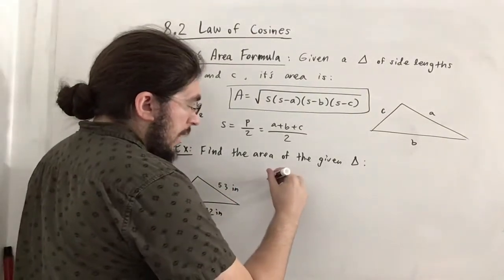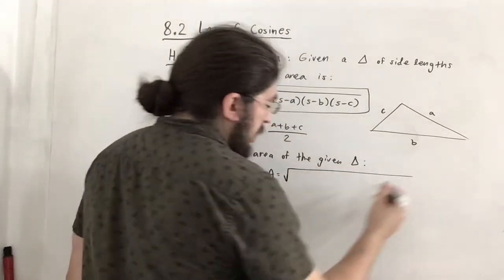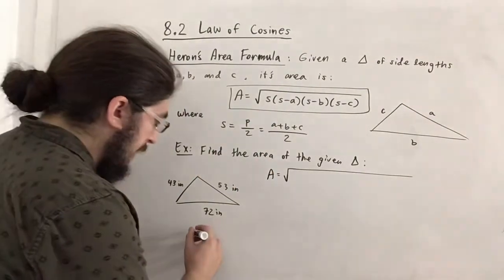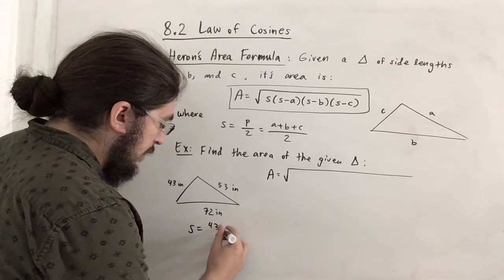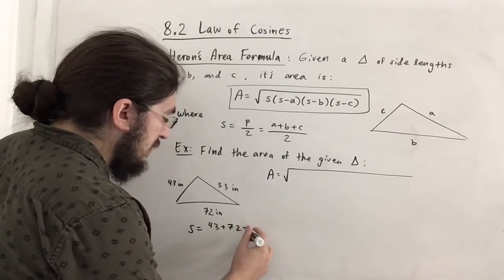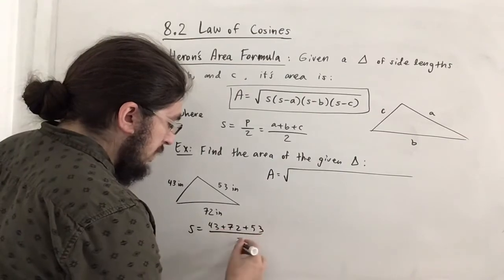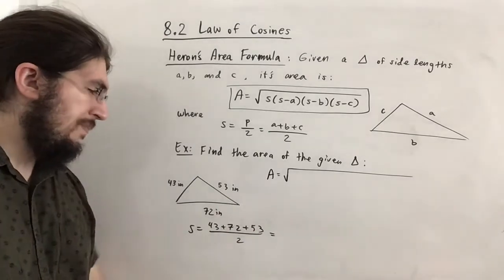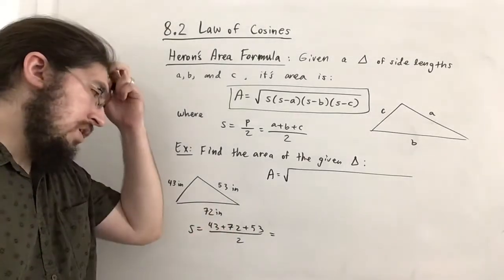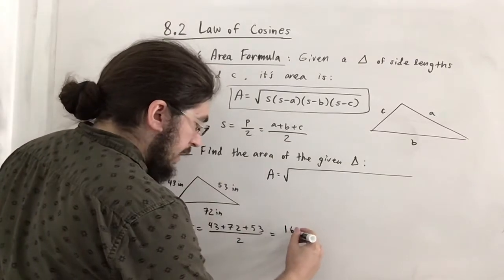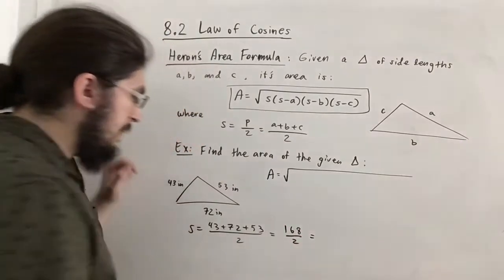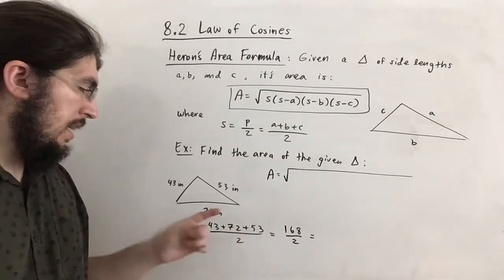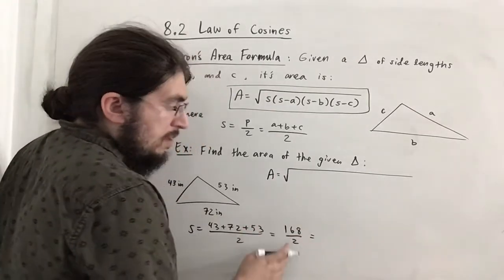So it's going to be A is equal to the square root of, we need s, and then we need s minus each of these. So s is not going to be too bad. s is literally just the sum of these, so 43 plus 72 plus 53, all divided by 2. Now I'm going to add the odd ones together first. Notice 43 plus 53 is 96. 96 plus 72 is 168, I think. Let's see, 90 plus 70 is 160, and then 6 plus 2 is 8, yeah, just making sure. And then if we divide this by 2, we of course get 84, right?